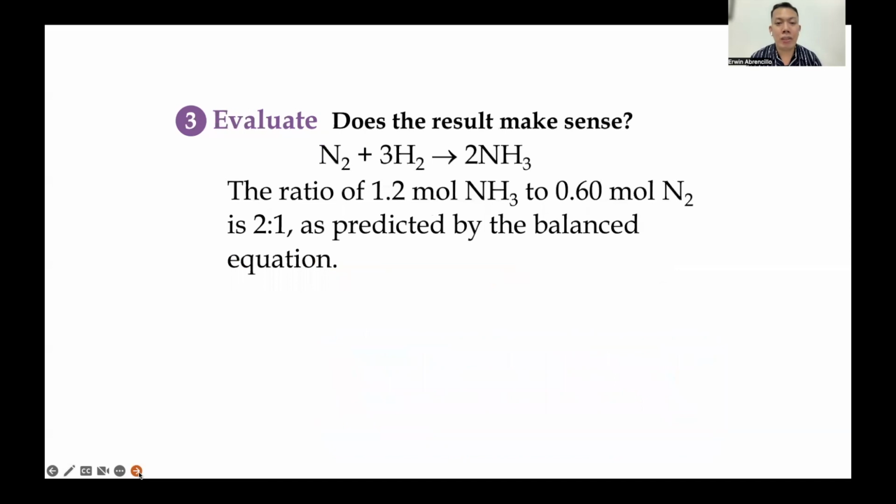You can likewise double check it by evaluating the answer. Does the result make sense? The ratio of 1.2 mole of ammonia to 0.60 mole is 2:1, as predicted by the balanced equation.